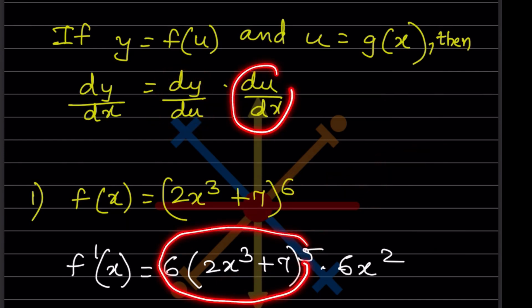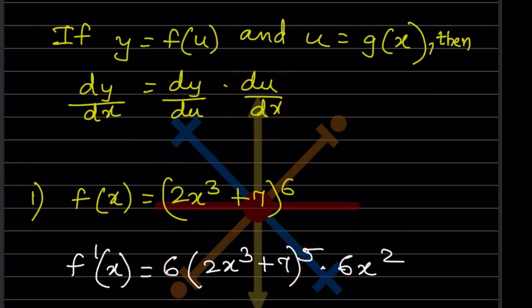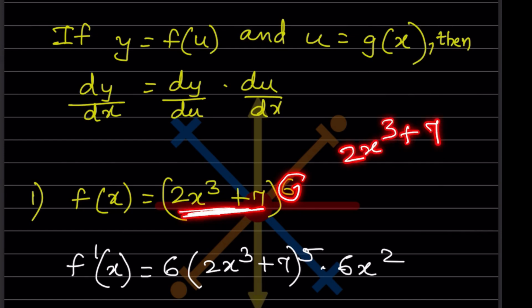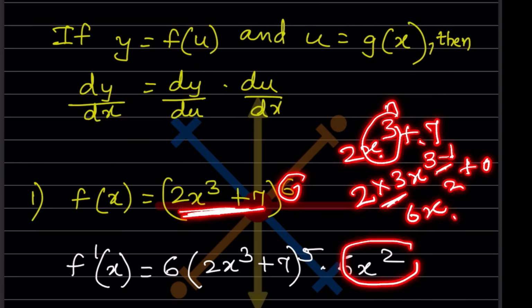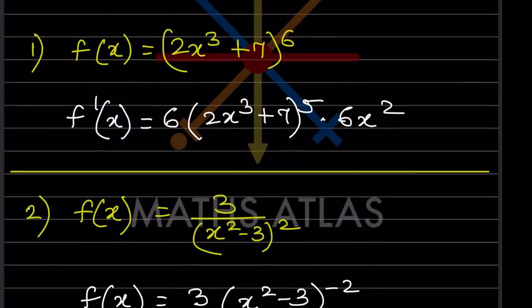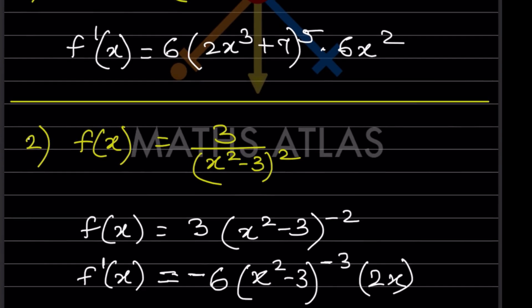And then we want du by dx. This u means only this part, not the exponent part of it. So what will be the derivative of 2x cube plus 7? The 2 will be as it is, and x cube means n into x raised to 3 minus 1, and plus 7 is going to be 0. So this is going to be 6x, since 3 minus 1 is 2. So 6x squared. Hope this is clear. So u means only this part, not the exponent part. Now let us look at the next one.